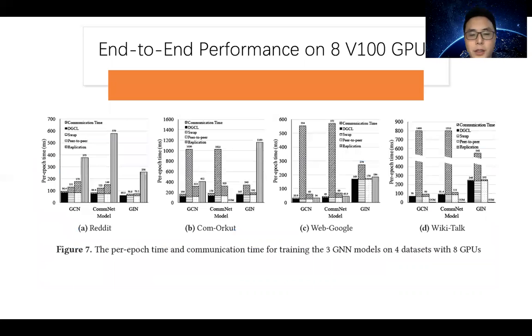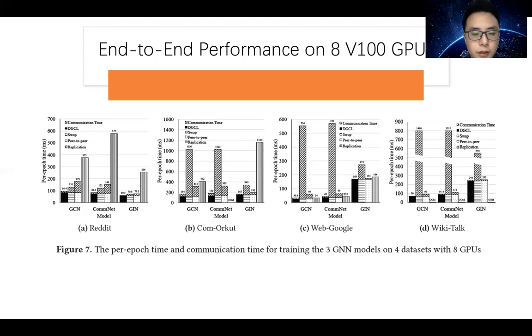We first compare the end-to-end performance to train GNN on different datasets on V100 GPUs. In each group of the figure, we provide the performance of DGCL, swap, peer-to-peer, and replication baselines. In each part, the bottom part is the computation time, and the upper part is the communication overhead. From the figure, we can see that DGCL has significantly shorter communication time than peer-to-peer and swap baselines.